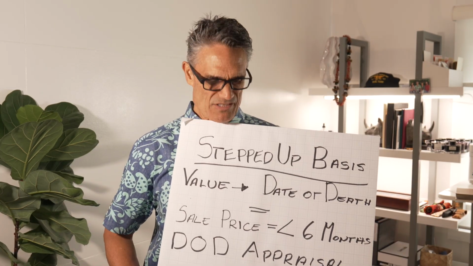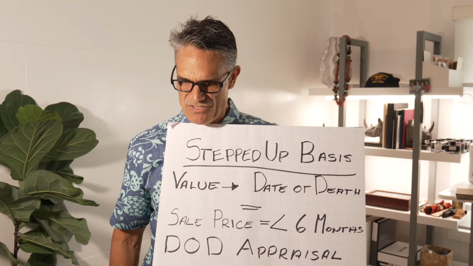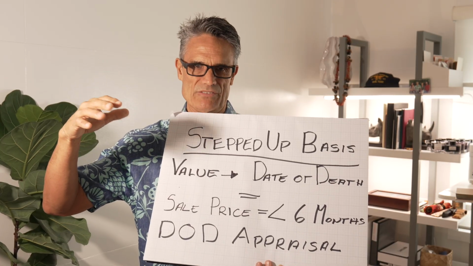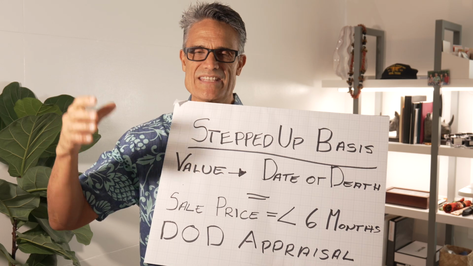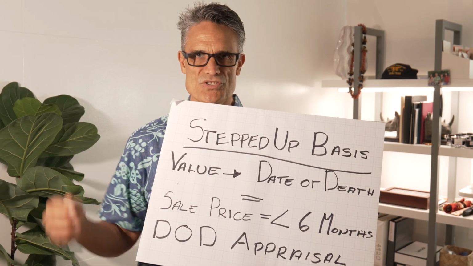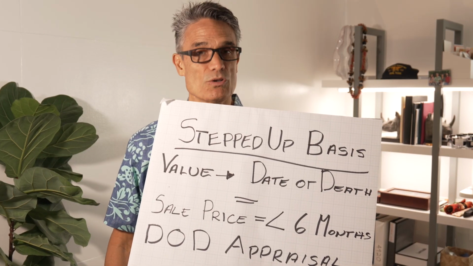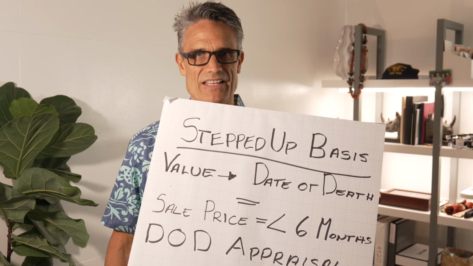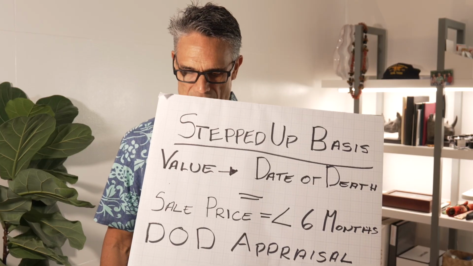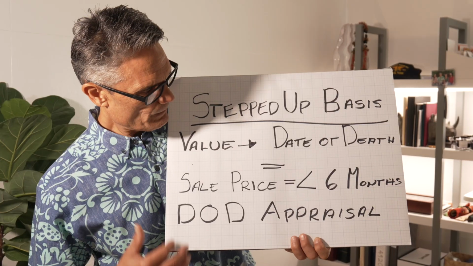So under stepped up basis, you have the value as of the date of death. Let's use the same example. Let's say we had a $1 million asset, and let's say the human being died. On the day of their death, it was worth $1 million. If that property were sold after their death, that entire $1 million could be tax-free. And again, I'm saying could be, most likely it is, but don't rely on me for your tax advice. Check with your accountants.